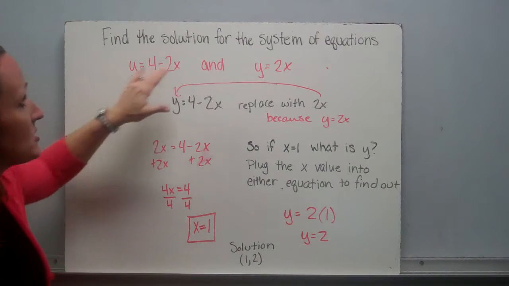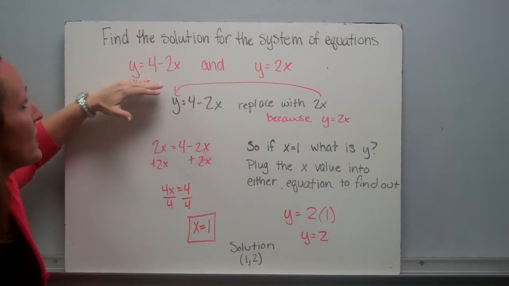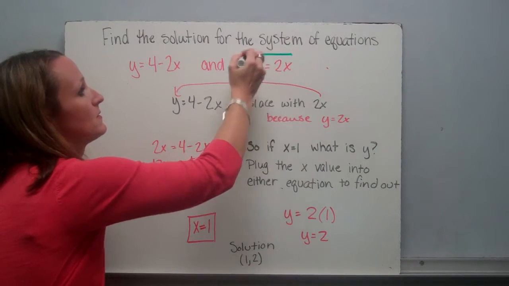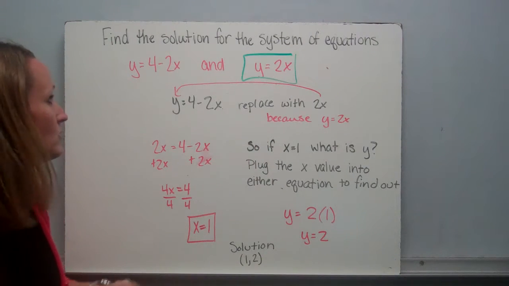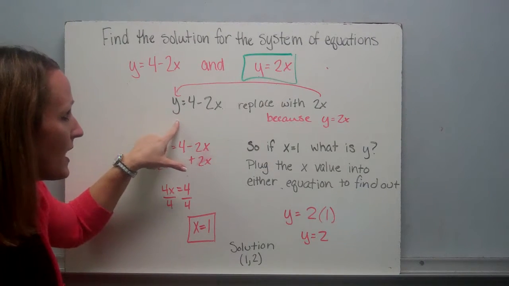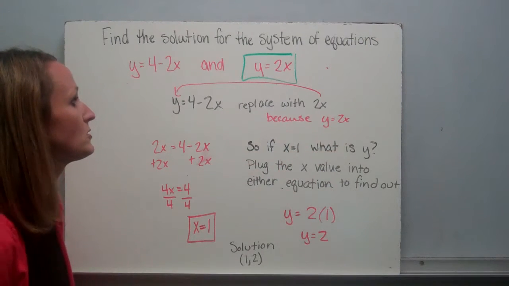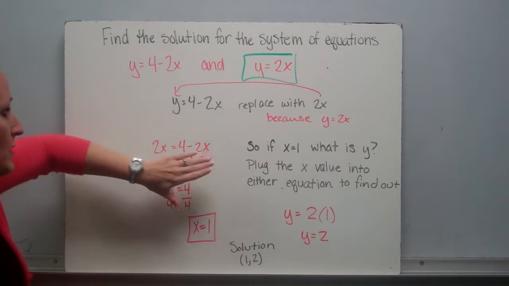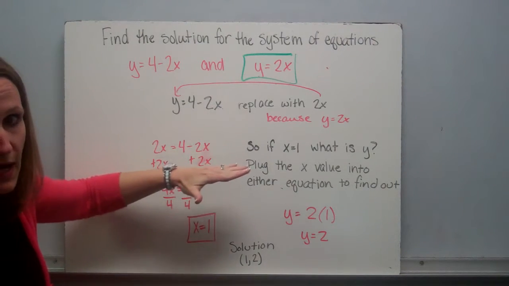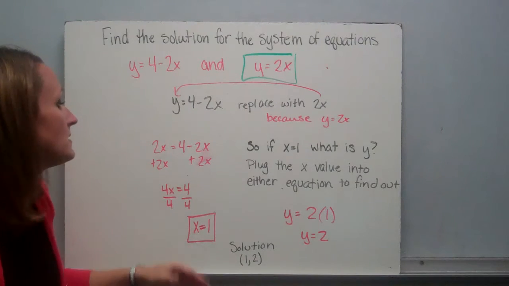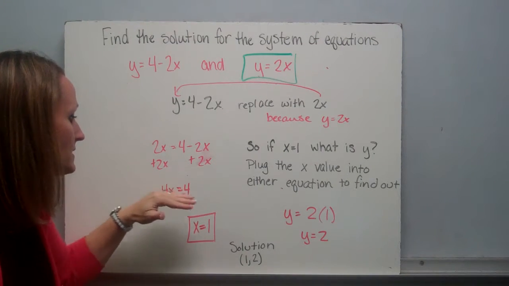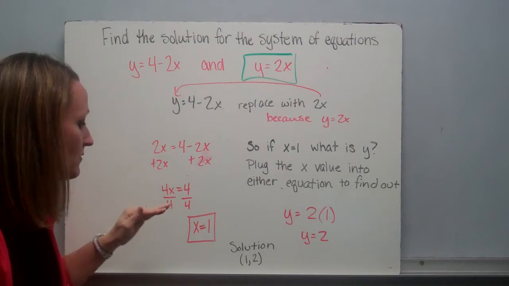Okay, so find the solution for the system of equations. So here's our system. We have y equals 4 minus 2x and y equals 2x. So this one is an isolated variable. So we're going to take y equals 4 minus 2x and replace the y with 2x because the y is equal to 2x. So I'm going to take this 2x and put it here. So what do I have now? I have 2x equals 4 minus 2x. So I have no more y's, I have all one variable, and that's what we know to deal with. So we're going to solve this for x. So we're going to add 2x to both sides and get 4x equals 4. Divide both sides by 4 and find out that x equals 1.